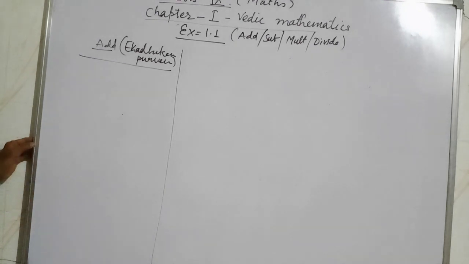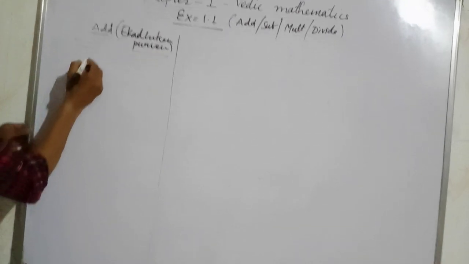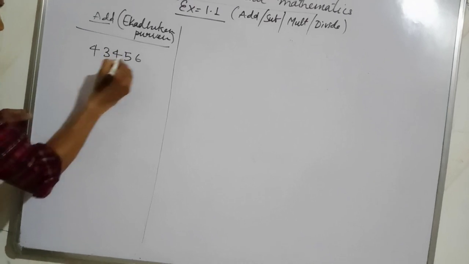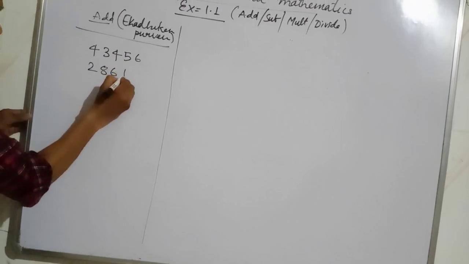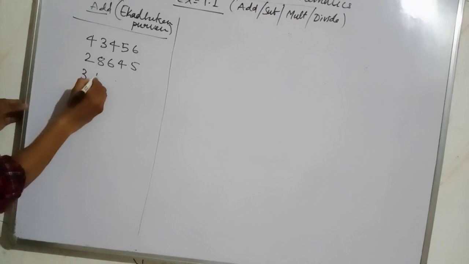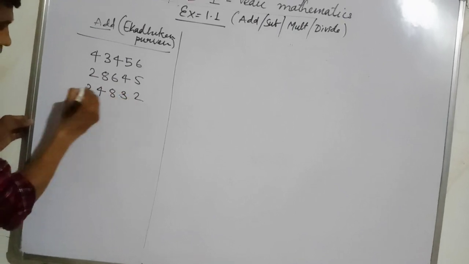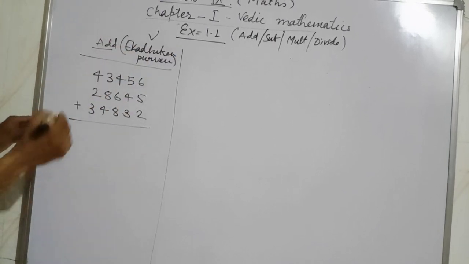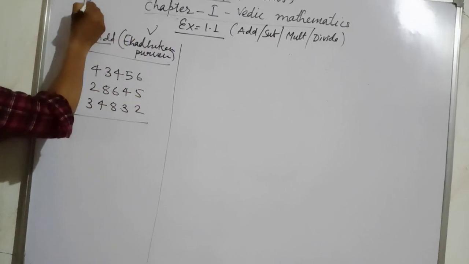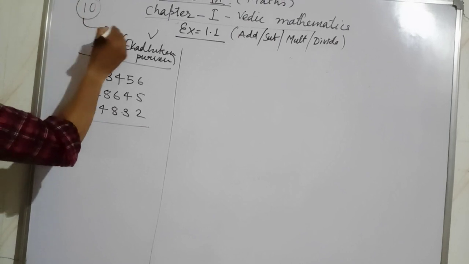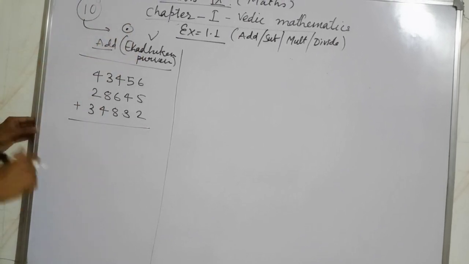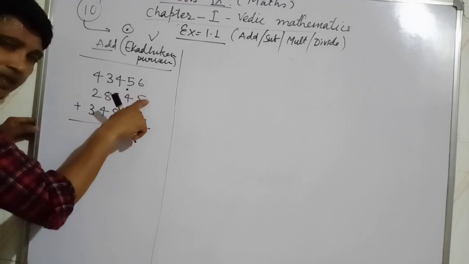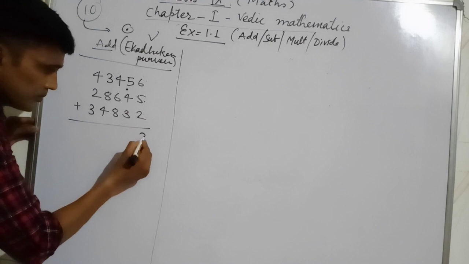Ekadhikena means you have to put a dot on the next digit. See, if the digits are given 4, 3, 4, 5, 6, 2, 8, 6, 4, 5, 3, 4, 8, 3, 2, simply add them by the Ekadhikena Purvena method. Now see, you have to make 10. 10 means put one dot on the next digit. 6 plus 5, 11. Put a dot here, 1 remaining. 1 plus 2 is equal to 3.